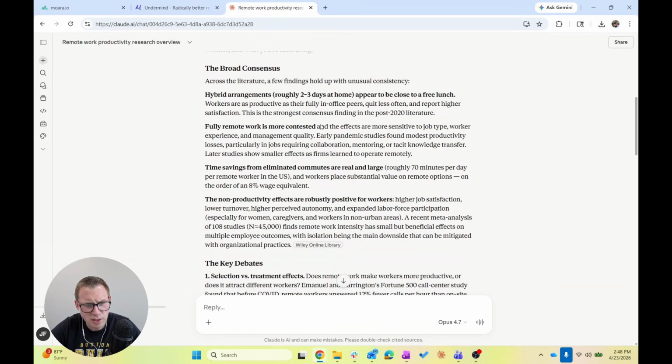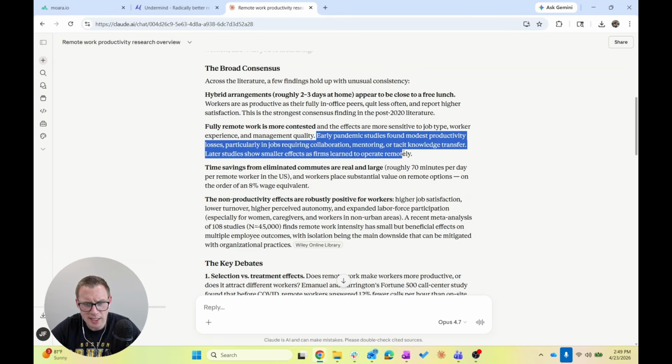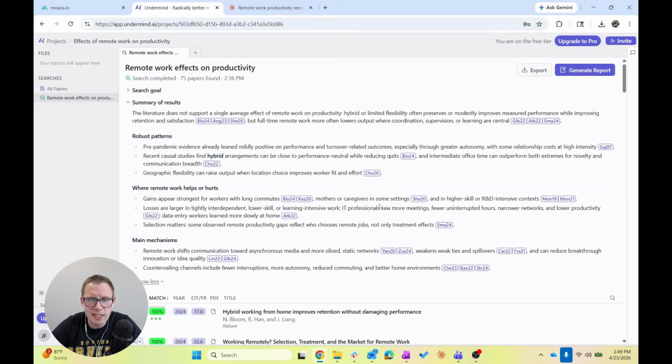I'm just really curious. Okay. So those two basically align, right? Early studies found modest productivity losses as a result of fully remote work, particularly in jobs requiring collaboration, mentoring, or tacit knowledge transfer. So just from these summaries, and now we've got direct references to go with them, we can already get a sense for the main directional findings and how well supported those are. And so, again, we can start to figure out the confidence with which we can present insights to our clients, or in this case, the confidence with which you can present the prior literature in your own review and come up with new ideas. So that's that.